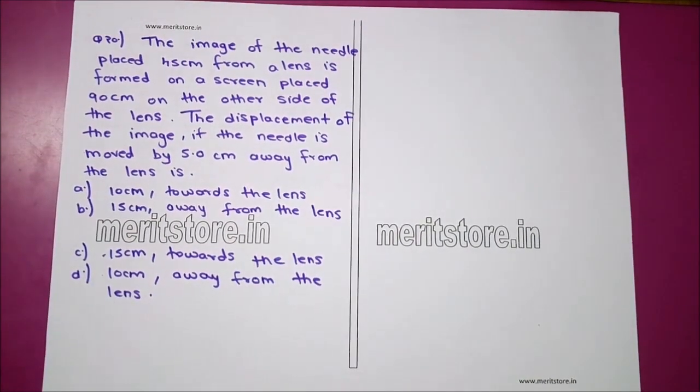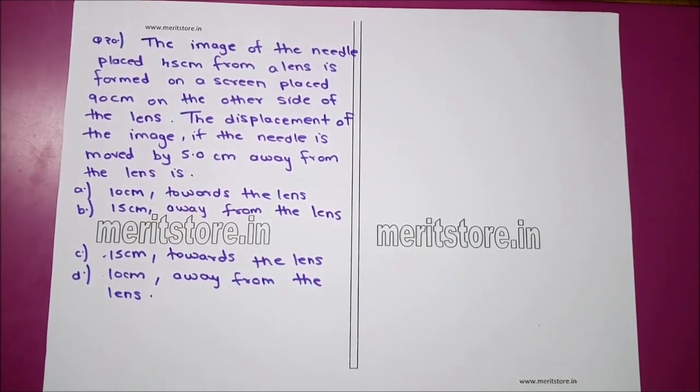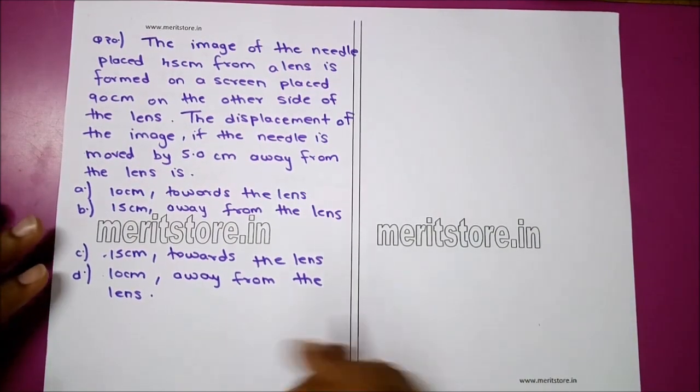The image of the needle placed 45 centimeters from a lens is formed on a screen placed 90 centimeters on the other side of the lens. The displacement of the image if the needle is moved by 5 centimeters away from the lens is, the options given are 10 centimeters towards the lens, 15 centimeters away from the lens, 15 centimeters towards the lens, and 10 centimeters away from the lens.